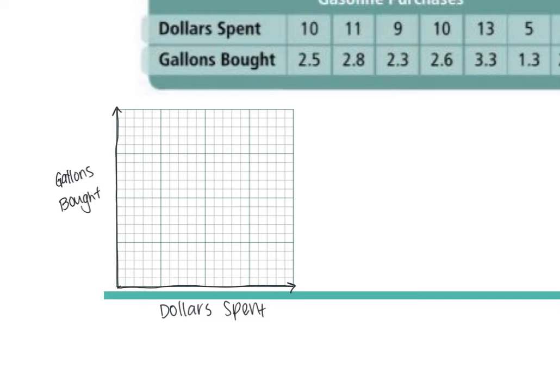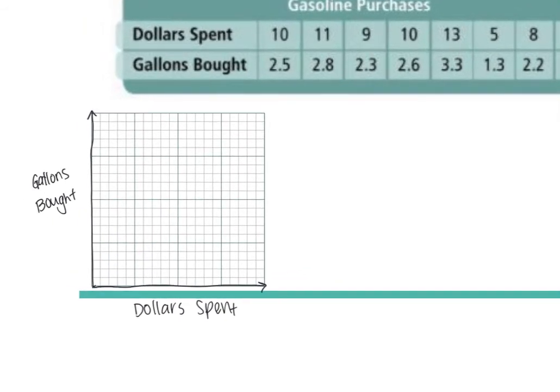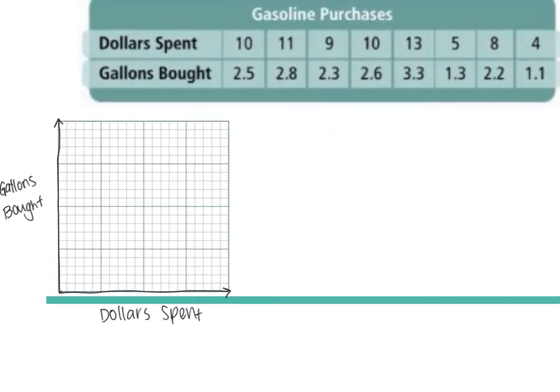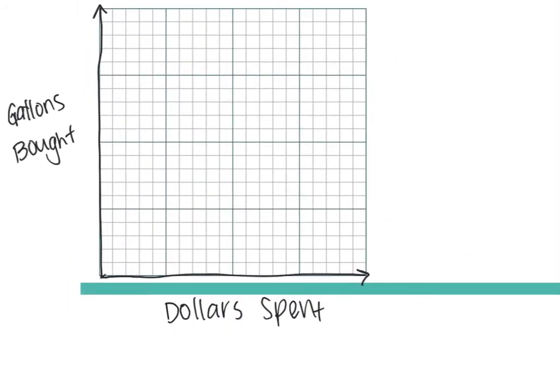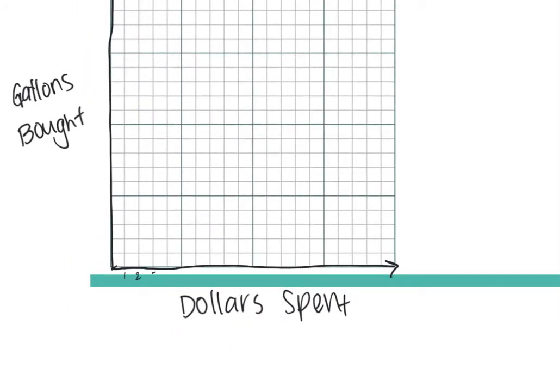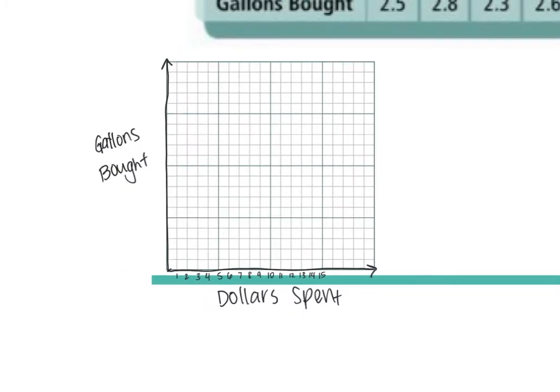All right, what's a good interval to go by for the dollars spent axis? We've got our highest number is 13, our lowest number is 4. I guess we could just go by ones, right? Carlos? Yeah, I was gonna say maybe we could go up to like 20 or something. Yeah, we could just go by ones and let's go up to 20. That's a good idea. Okay, so let's go 1, 2, 3, 4, 5, 6, 7, 8, 9, 10, 11, 12, 13, 14, 15. Let's stop at 15 because nothing's higher than 13.